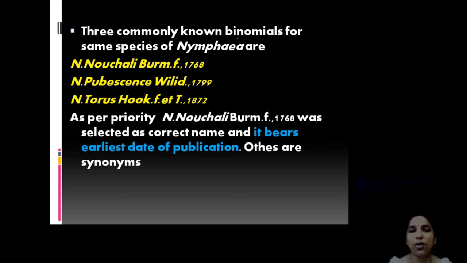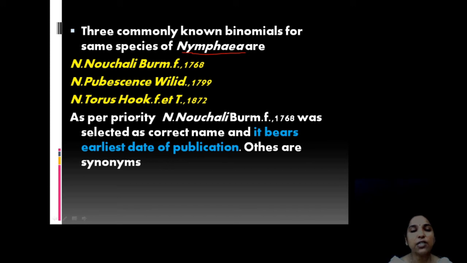Priority, to explain the rule of priority. One plant, namely Nymphaea, our common ambal in Malayalam, water lily. Its names are Nymphaea nouchali, Nymphaea pubescens, Nymphaea taurus, explained by Burm., Willd., Hook. They are all the authors who gave the names.